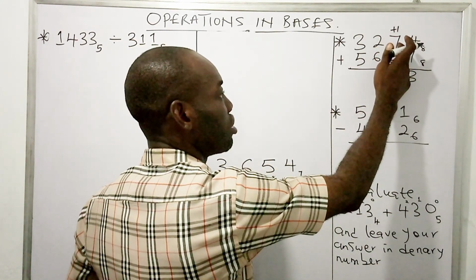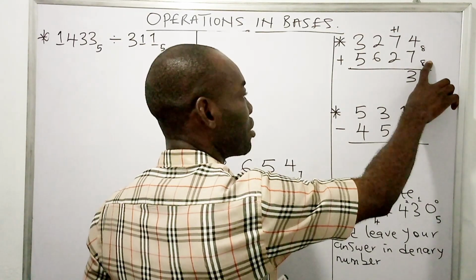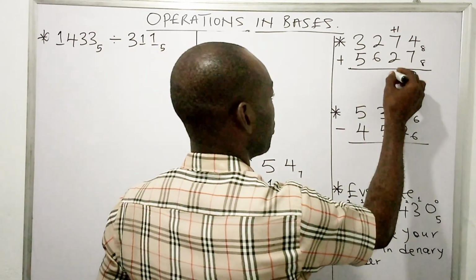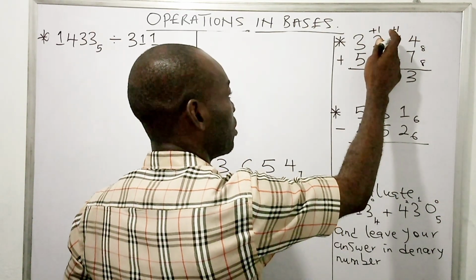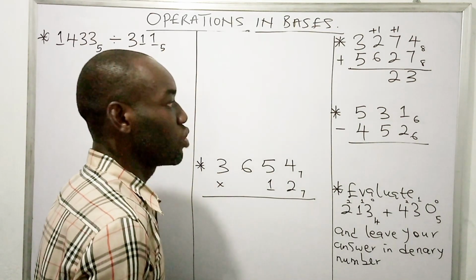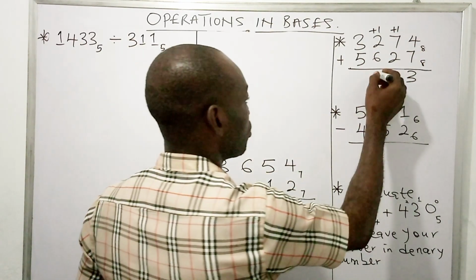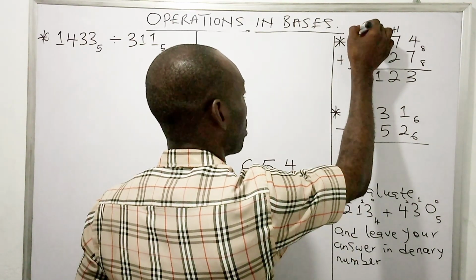So 1 plus 7 is 8, 8 plus 2, that's 10. We divide the 10 again by the base 8, and that will give us 1 with a remainder of 2. So we put down the remainder, and we'll carry the 1 over this way again. So 1 plus 2 is 3, 3 plus 6 is 9. We divide the 9 by the base, that will be 1 with a remainder of 1. So we have 1 here, and that's the remainder. Then the quotient also gave us 1.